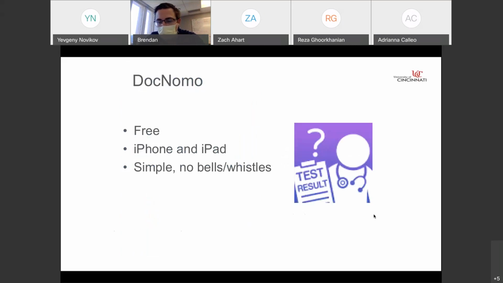This one is my favorite one because it's free. It works on iPhone and iPad. It has very few bells and whistles, but it's simple. And you can save tests. And so you can literally put in, this is my likelihood ratio for this. So you can come back to it again and again and again.